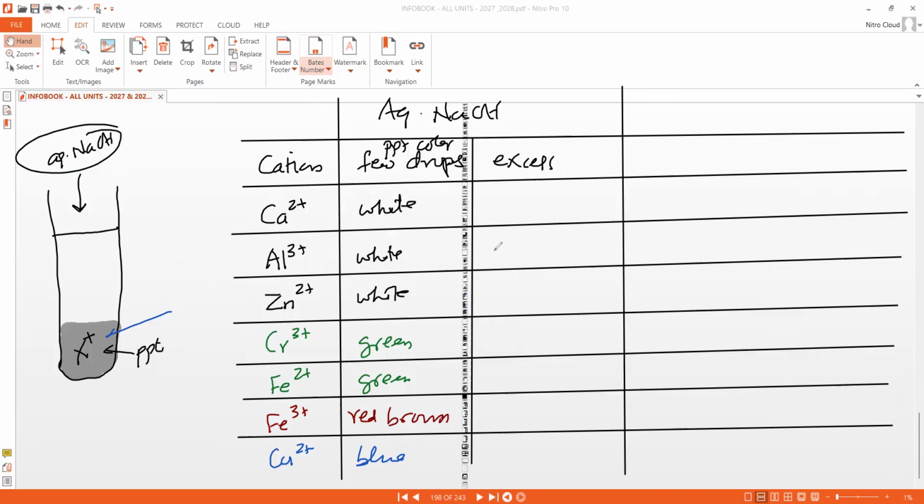Okay. So, observation: when you add excess of sodium hydroxide to aluminum ion, the precipitate will dissolve, which means that you will get a solution like this. The precipitate will dissolve if you add excess. So here you will have to write: precipitate dissolves.